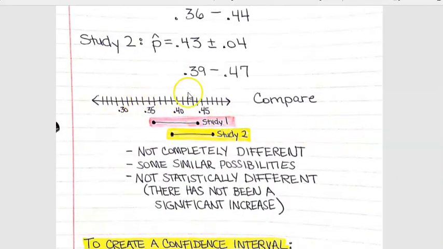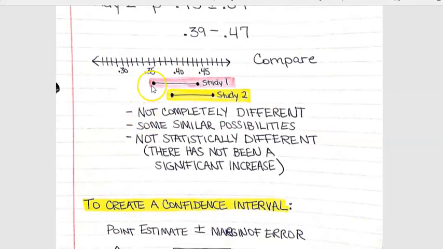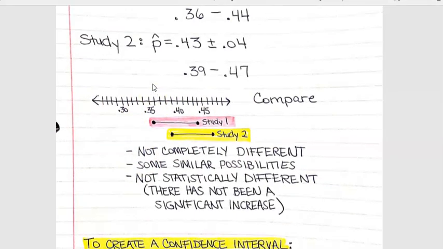So when we compare those, like on a number line, you would see that study 1 is going from 36 to 44. Study 2 is going from 39 to 47. And so you notice that they have a lot of space here where they cross, right? So it's possible the true parameter was here in study 1 and still here in study 2, right? So it's possible there hasn't been a change at all. It's just that our samples were a little different each time.